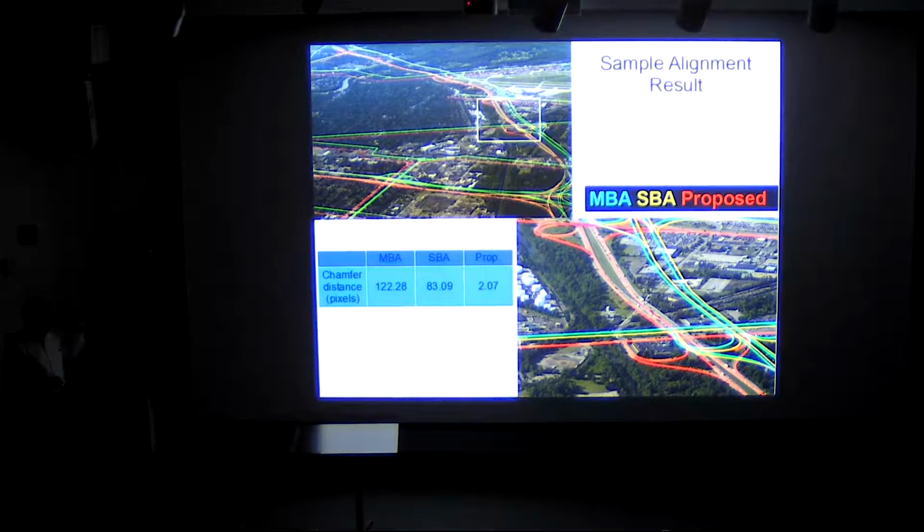So this is what I motivated earlier. This is actually not the sum of squared distances, but the sum of absolute distances between the points and the closest point on the road network. So our proposed technique is about 2.07 pixels. SIFT-based alignment is about 83 pixels. Metadata-based alignment is about 122. So the SIFT-based alignment does not substantially improve upon the metadata-based alignment.